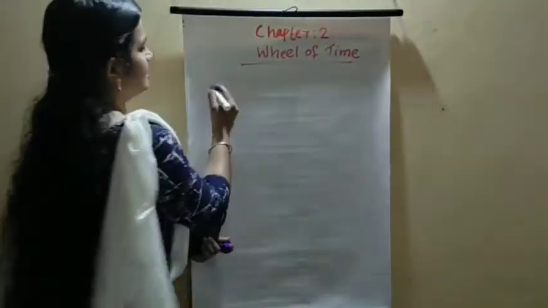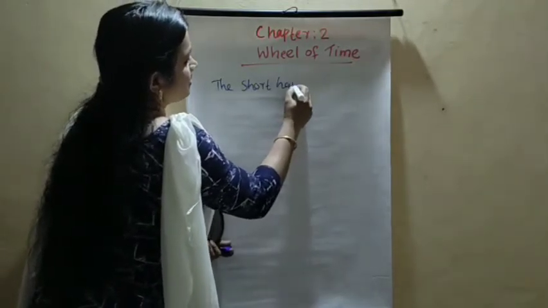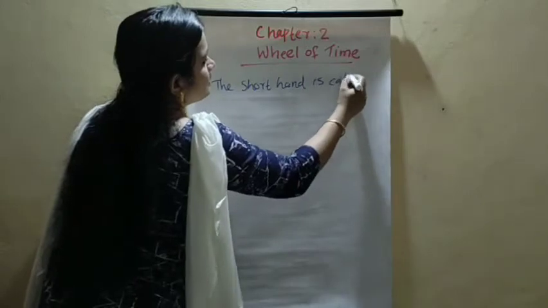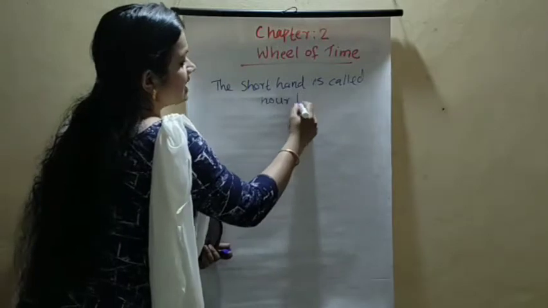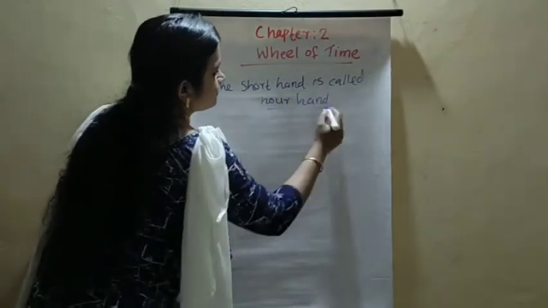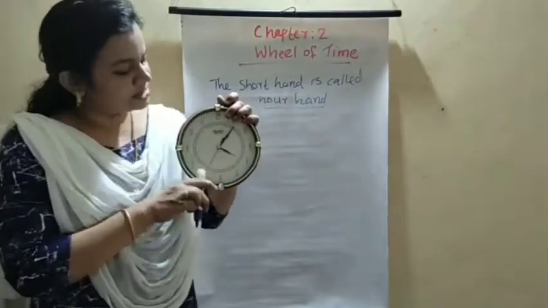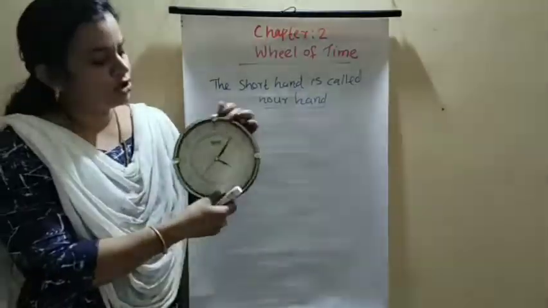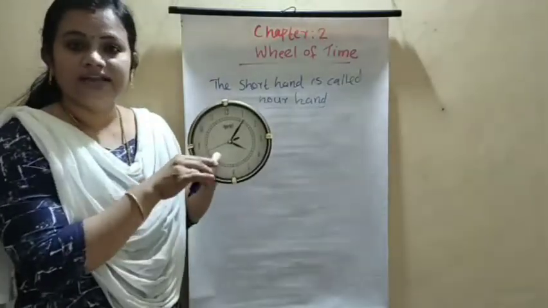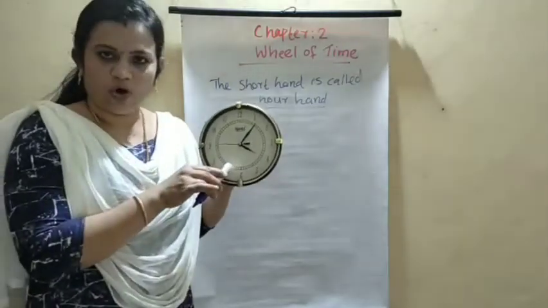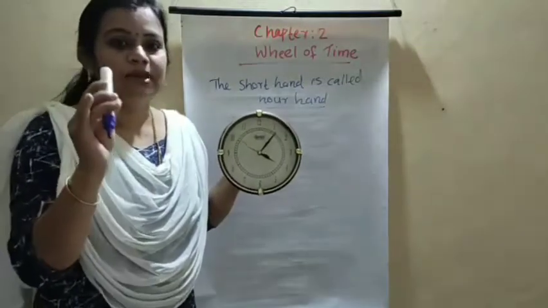So we can write: the short hand is called the hour hand. What is the short hand called? The hour hand. Then you check this clock, the short hand is on 4. This is the longer hand. The long hand is called the minute hand. Okay, the long hand is called the minute hand.